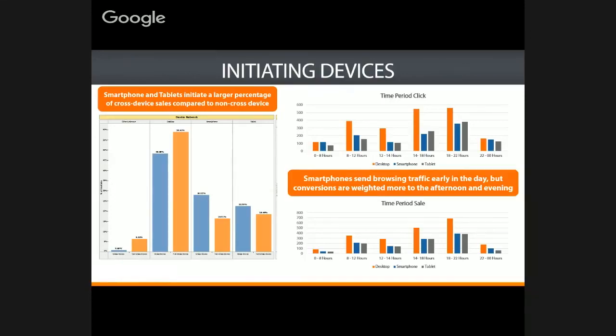And the one point I wanted to make about this, if you recall our journey from Camera Price Buster to Curry's, and the journey starting in the morning and ending in the evening, this is actually borne out by our data. If you look at the first 8 hours of the day at the top, you get lots and lots of traffic from smartphone and tablets. But if you look at the time period by sales, you get far less conversions. And generally speaking, the trend is to get more desktop conversions and more desktop conversions later in the day.